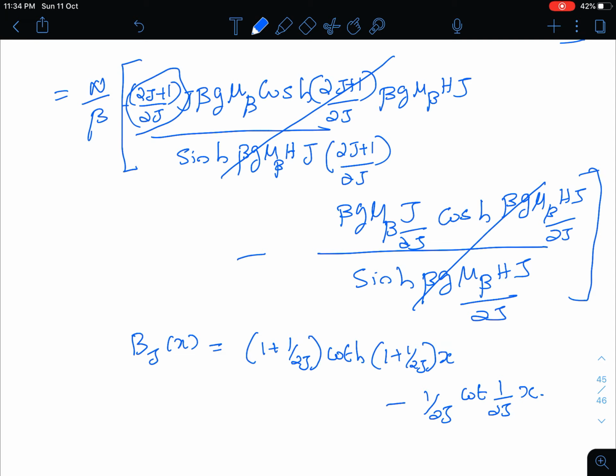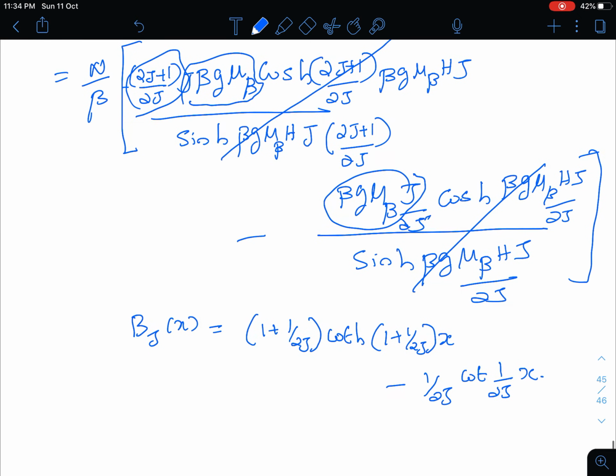1 plus 2j ആണ്, അതിനെ അവിടെ നിർത്തണം. ബാക്കിയുള്ള ഈ കോൺസ്റ്റൻറ്റിനെ നമ്മൾ എന്ത് ചെയ്യുന്നു, പുറത്തേക്ക് എടുക്കണം. ഓക്കെ, അതുപോലെ ഇവിടെ എന്താണ് 1 by 2j എടുക്കണം. 1 by 2j ബാക്കിയുള്ള കോൺസ്റ്റൻറ്റിനെ പുറത്തേക്ക് എടുക്കണം. സോ അതിനെ പുറത്തേക്ക് എടുത്തു കഴിഞ്ഞാൽ ഇവിടെ നമുക്ക് ബീറ്റ ജി മ്യൂ ബി ജെ, beta g mu b j.